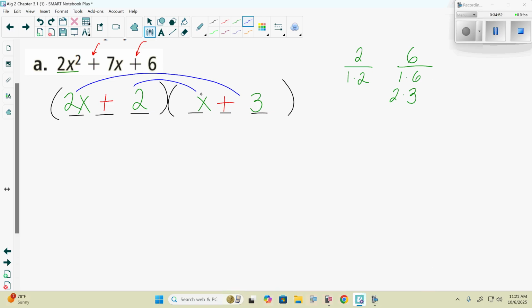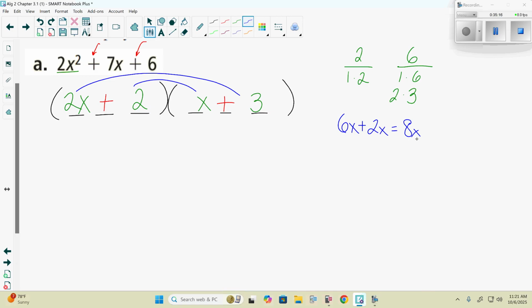Now 2x times 3, 2 times 3 is going to be 6x. 2 times x is going to be positive 2x. So we had positive 6x plus 2x is 8x. Is that the middle term we wanted? No. But before we erase this here, let's look at the first set of parentheses. What do we have? 2x plus 2.